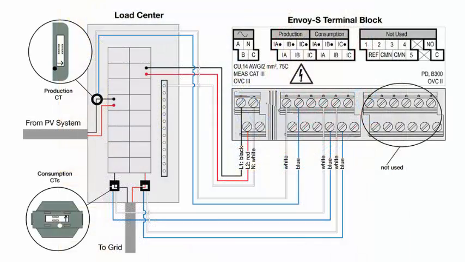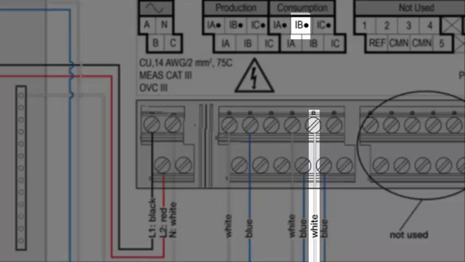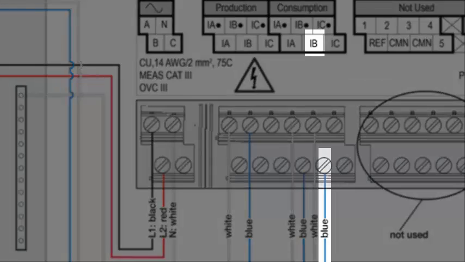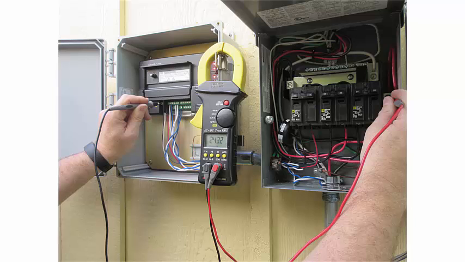For the unmarked CT wires, connect the white wire to the line 2 IB dot terminal and the blue wire to the line 2 IB terminal. Tighten all terminal block connections to 5 inch-pounds. Locate the side of the meter that feeds the Envoy's A voltage terminal. Double-check that you've matched your lines from the Envoy to the main service panel. If you get this wrong, the consumption readings will not be accurate.